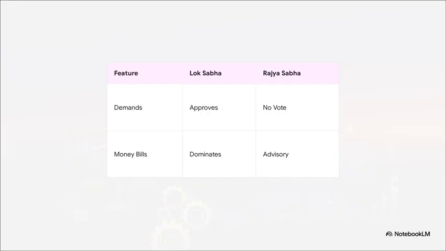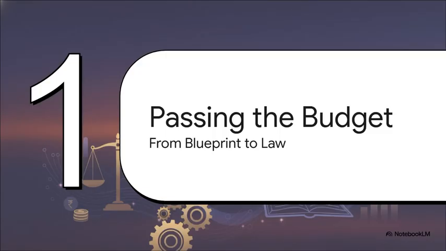And this brilliantly illustrates the foundational principle here. The directly elected House has to control the purse strings. Notice how power heavily tilts toward the Lok Sabha. They are the only ones who vote on demands for grants. When it comes to money bills, the Rajya Sabha is basically restricted to a mere 14-day advisory role. Sure, they can suggest changes, but the Lok Sabha holds all the real cards. Part 2. Passing the union budget.